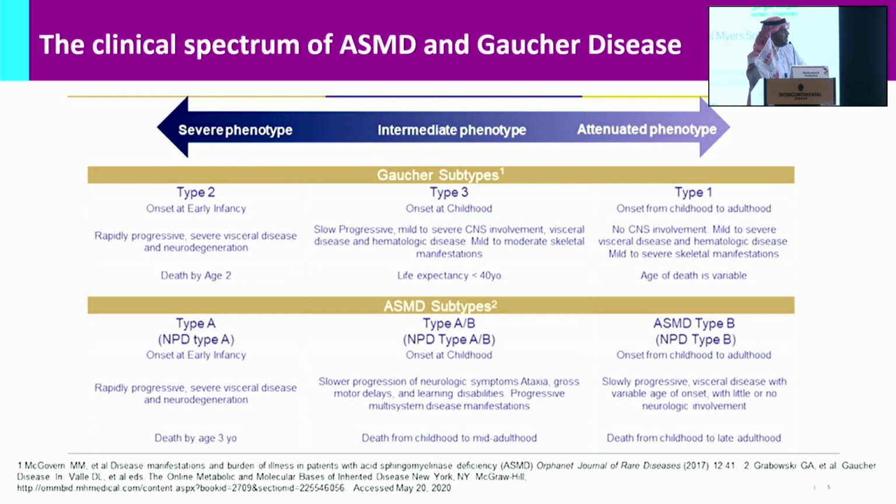The attenuated phenotype is type 1 in Gaucher and type B in ASMD. The onset is from infancy to adulthood, also with slow progression. Both have no CNS manifestation, but both affect multiple organs. A characteristic of Gaucher is that it also affects the skeleton, but in type B ASMD there is no skeletal manifestation.